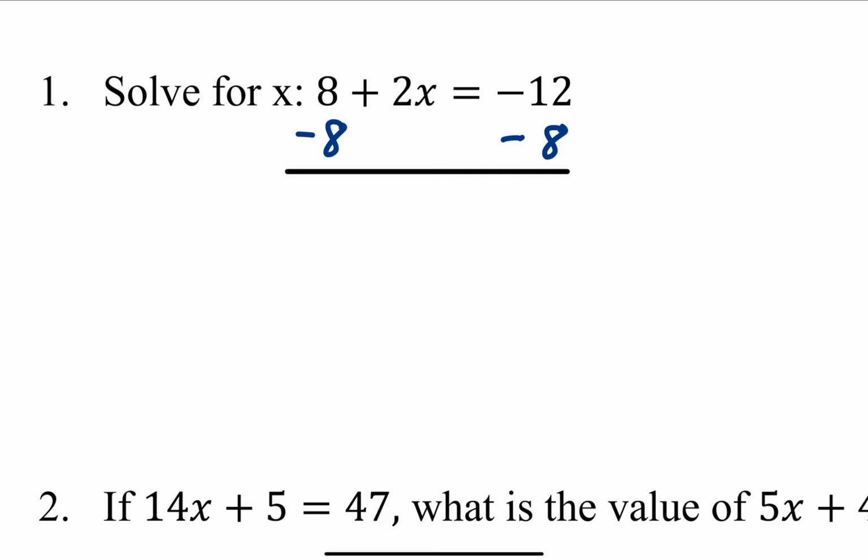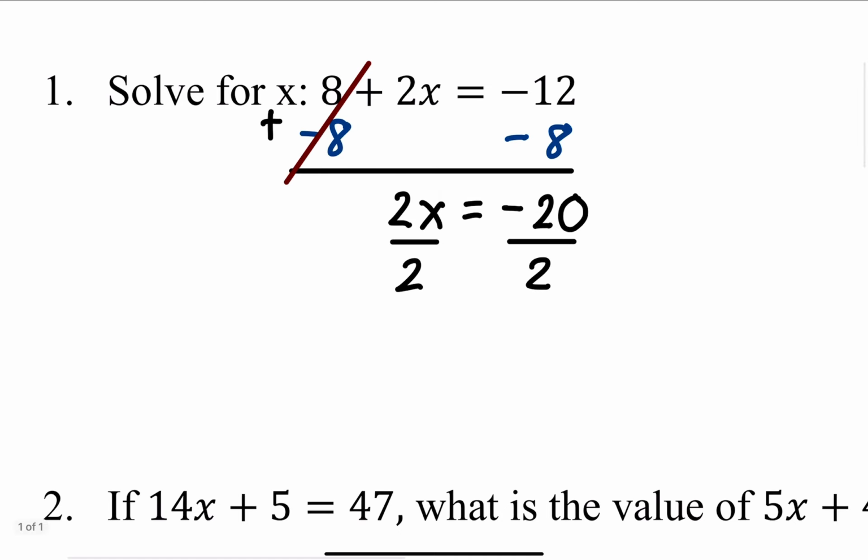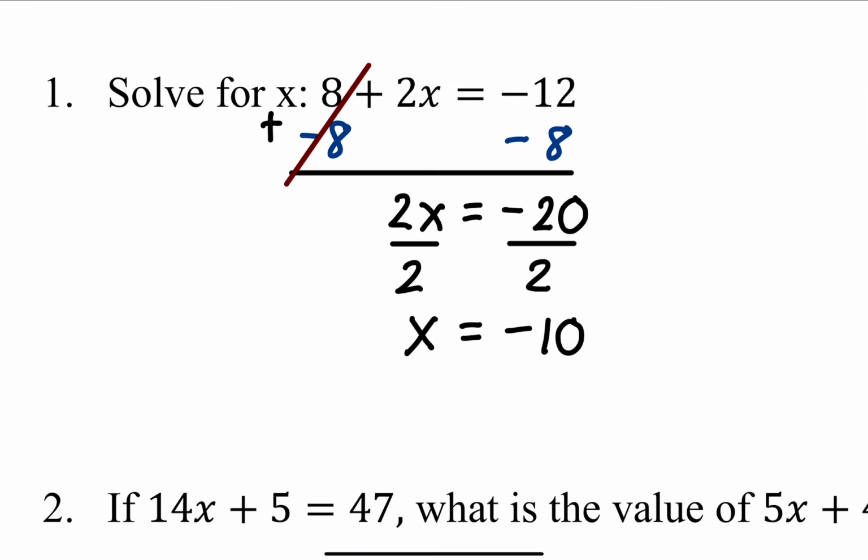Now, 8 minus 8 is equal to 0, so it will be cancelled. Bring down 2x is equal to negative 12 plus negative 8, which is negative 20. Now divide both sides by 2. So 2 divided by 2 is 1, so it will become 1x or simply x. Negative 20 divided by 2 is negative 10. So the answer is x is equal to negative 10.